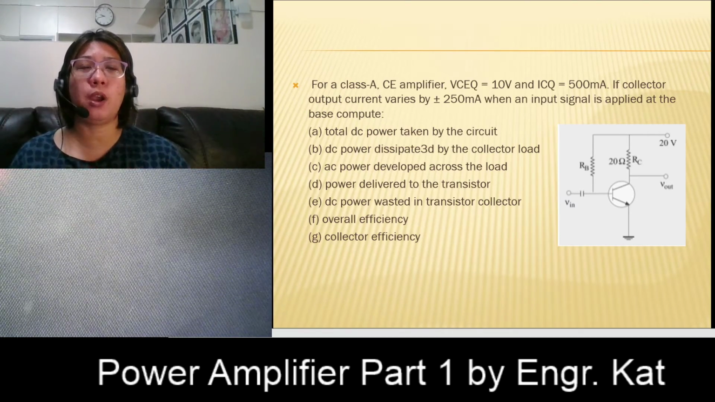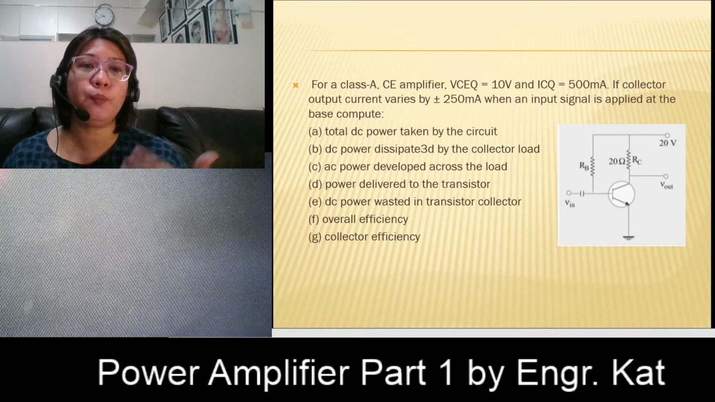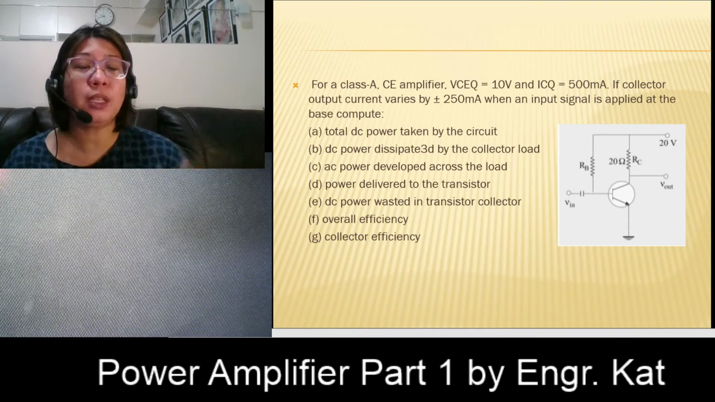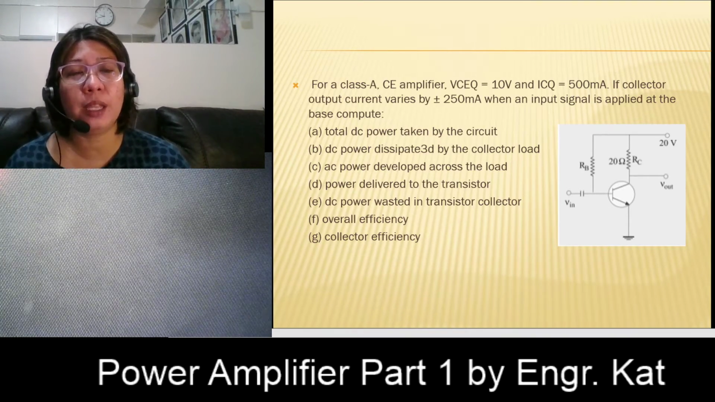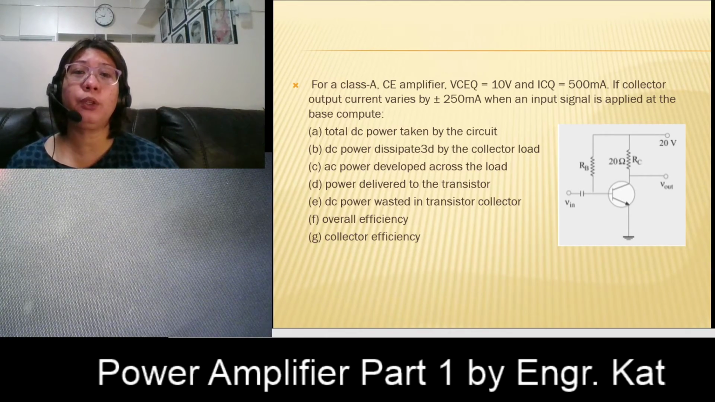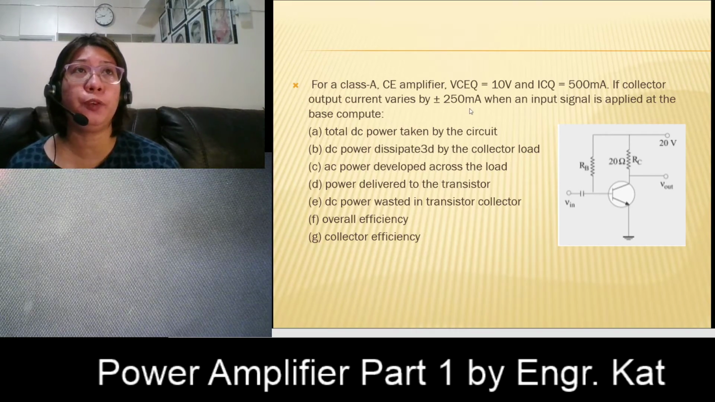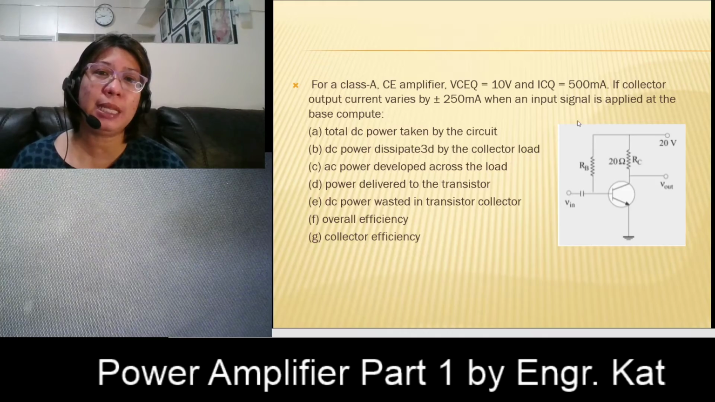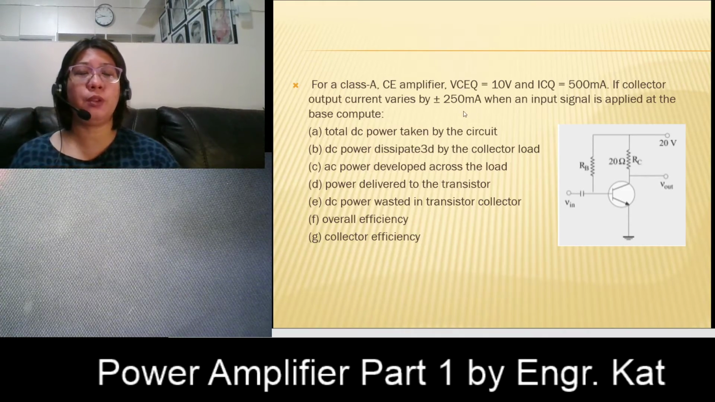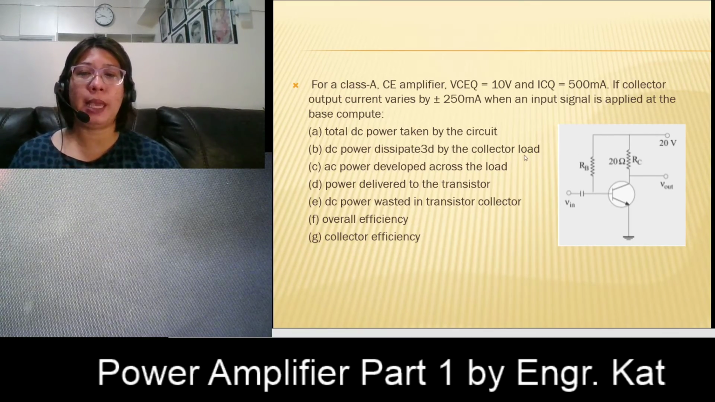Because technically we are now discussing power amplifiers. So we're going to assume that the transistor that was used here is a power transistor that is capable of handling 500 milliamperes. Okay, so if the collector output current varies by about plus or minus 250 milliamperes, we have an input signal applied at the base.